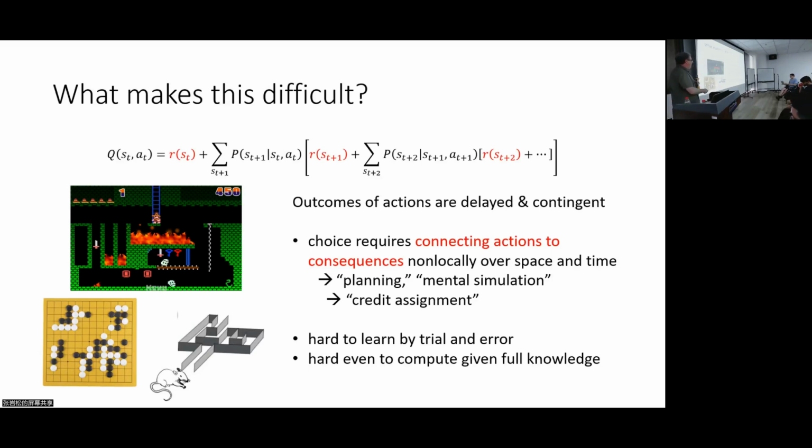But I also want to point out, even if you know everything about how the game works, so there's nothing to learn by trial and error, like you might know the rules of Go or chess, or a complicated maze, it's still really hard to figure out what to do. So even if you take out the learning part, the planning part is still difficult, just because there are so many possible paths through the world. Okay, so that's the abstract version.